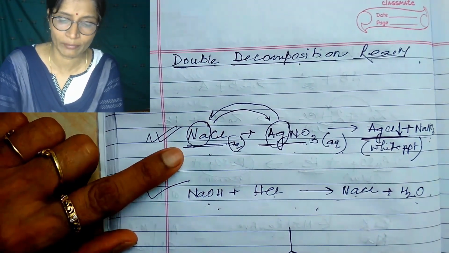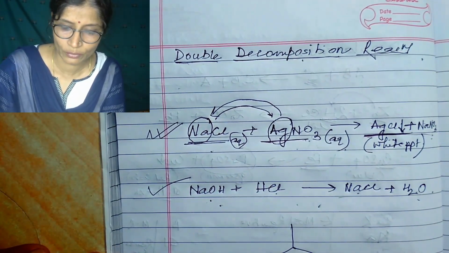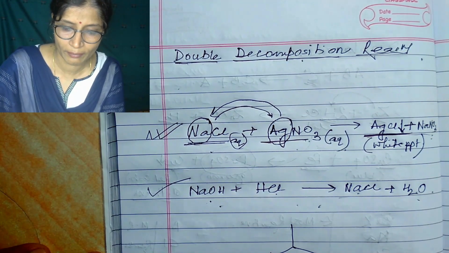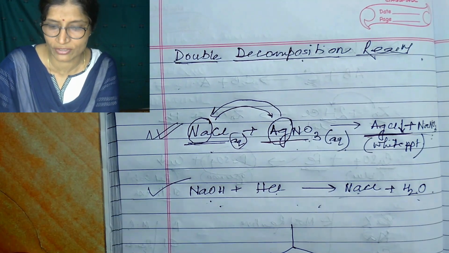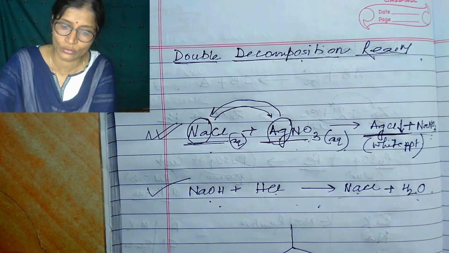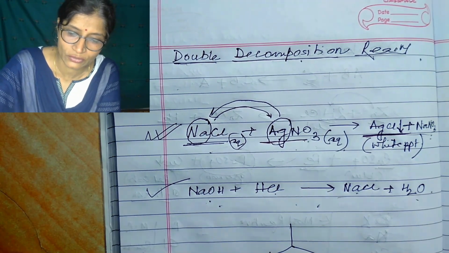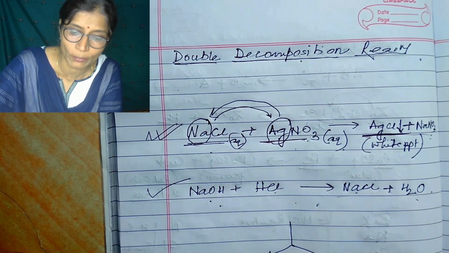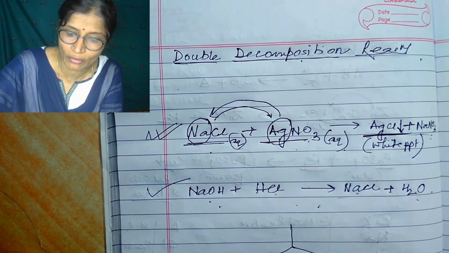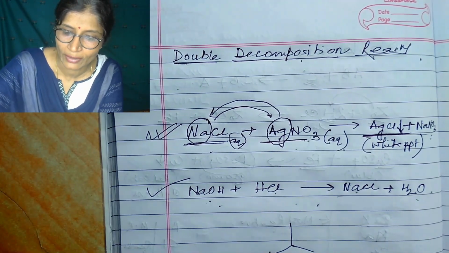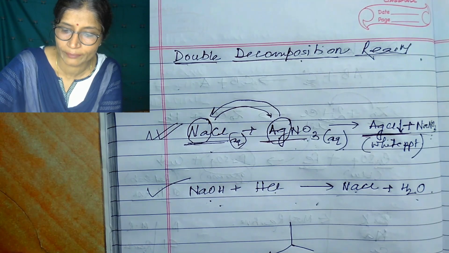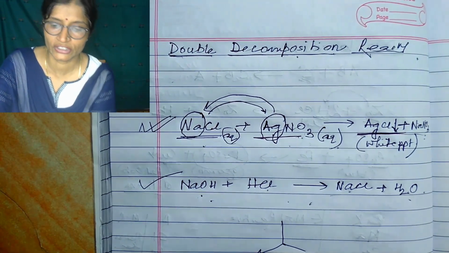One more example I am giving you for this one. Suppose barium chloride, BaCl2, is treated with any sulfate, either sulfuric acid or sodium sulfate. Suppose sodium sulfate, Na2SO4, or potassium sulfate, then it will give a white precipitate of barium sulfate and sodium chloride. So that is the precipitation reaction.